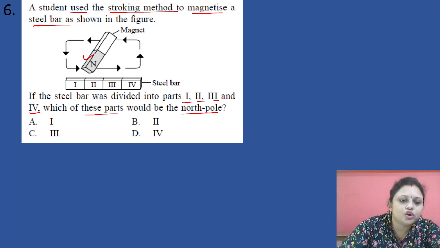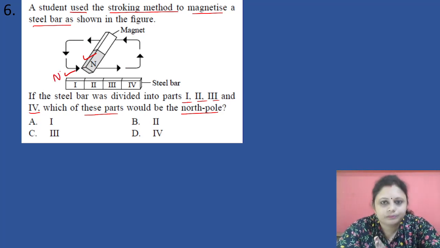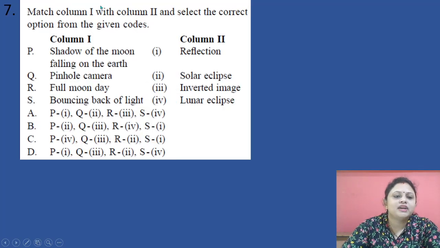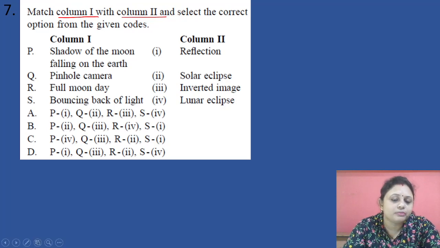So it is the north pole. As you can see in the given direction, we have started touching it from here. So this point would be the north pole. Got it everyone? Yes. So the correct answer is option A, that is 1. Coming to the next question, match column 1 with column 2 and select the correct option from the given options.